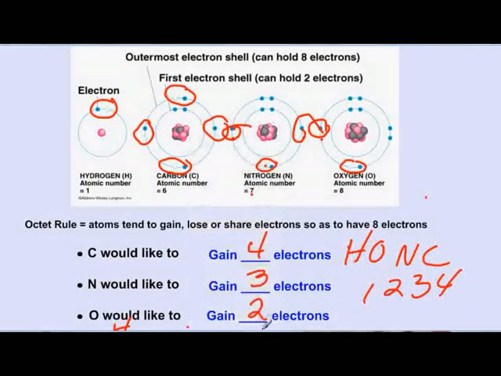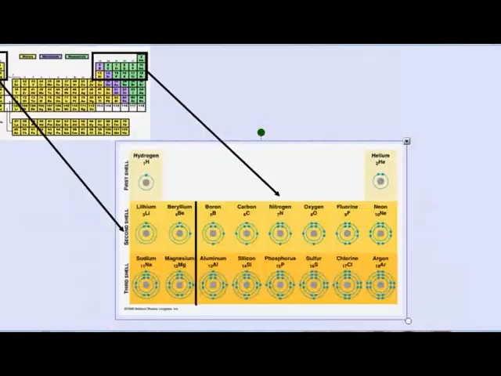Hydrogen gains 1. Oxygen has 2 bonds. Nitrogen has 3 bonds. Carbon has 4 bonds. Okay. This is what happens on simple structures. Hydrogen has 1 bond. Oxygen 2. Nitrogen 3. Carbon 4.